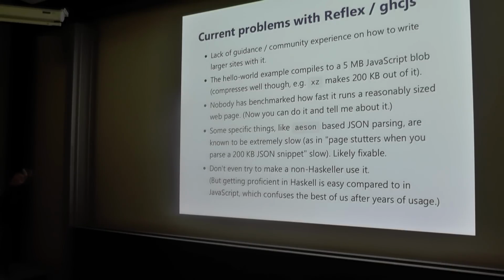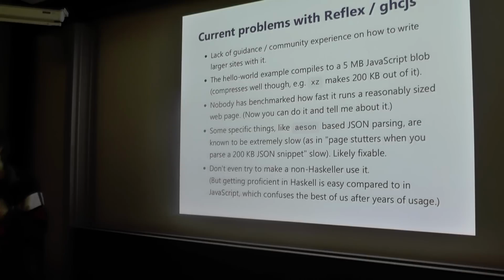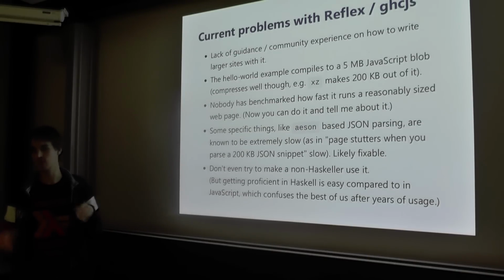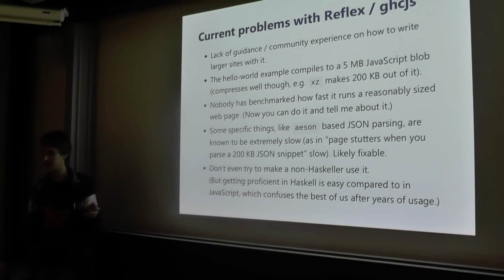Then there's also the problem that the GHC.js output is still pretty large, so this 5 megabytes blob that you obtain out of it isn't so great. If you compress it, it's much better. With the 200 kilobytes that XZ compresses it to, that goes closer to the area of what, let's say, a set of 20 JavaScript libraries would use.